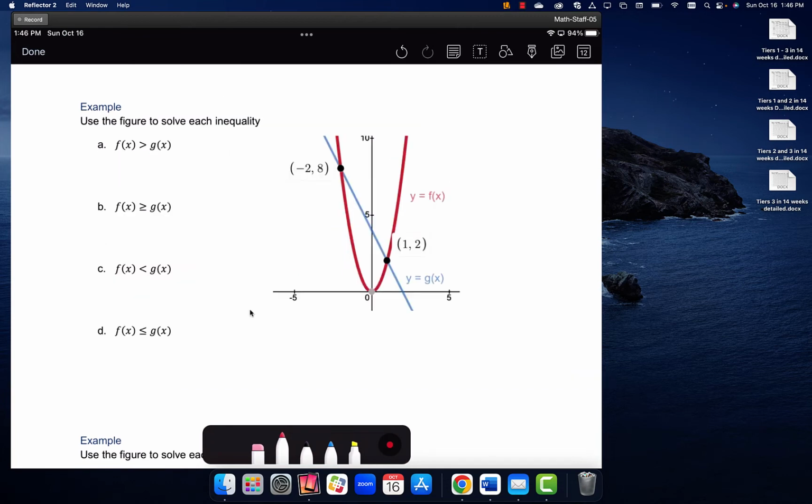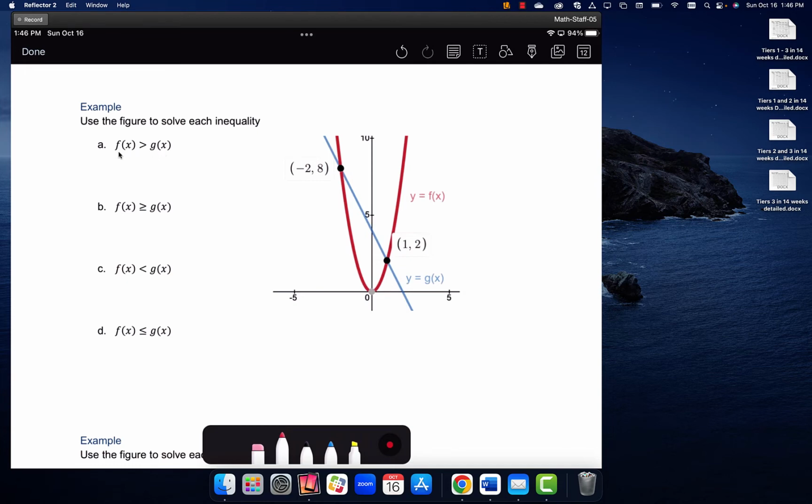This time we have two separate functions. We have a quadratic and a linear function. Keep in mind which one is which. F is the red quadratic, G is the blue linear function. Again, you're given the graph, so there's no work to be done. We just have to read the graph and understand what the question is asking. Here we're asking where is F greater than G?